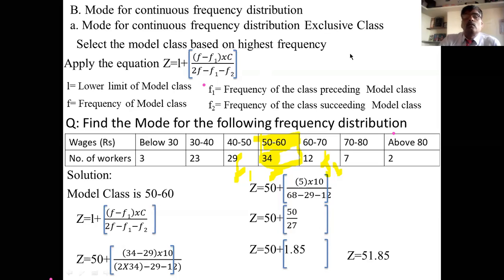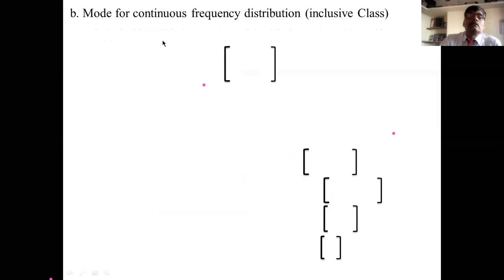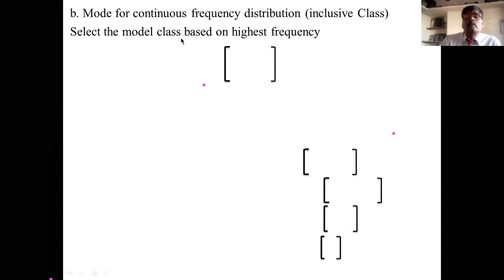How to calculate mode for the inclusive class. Mode for continuous frequency distribution, inclusive class. Here also you have to find the model class based on highest frequency. Then you have to change the class into exclusive class. So select the model class based on highest frequency.